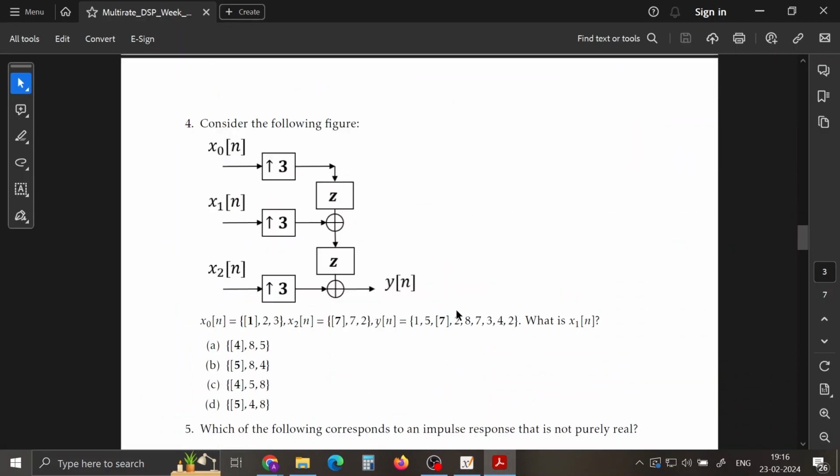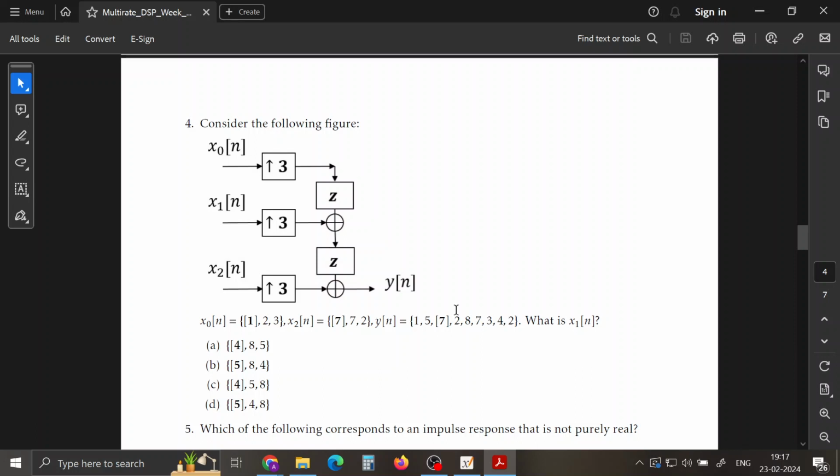What do we have in the fourth question? Again, in the fourth question also we have similar things, right? We have a similar block diagram, but here we have an upsampler, 3 branches, each with an upsampling factor of 3, right? And we have an advance block as well, denoted by Z. They're adding up together to produce y of n.